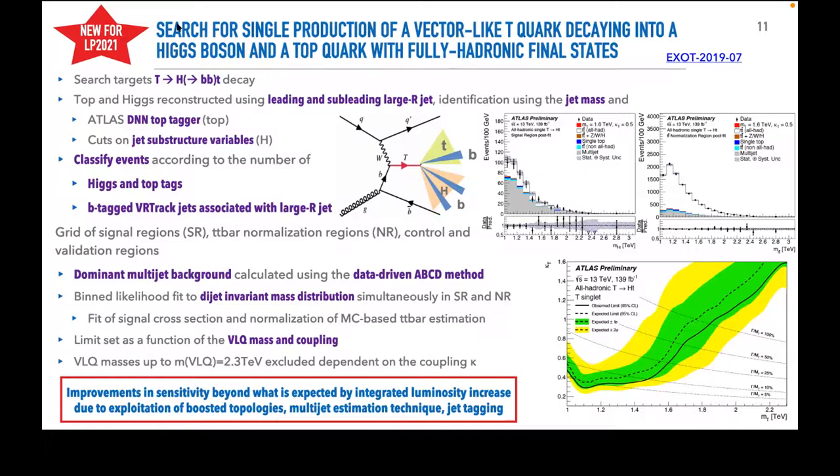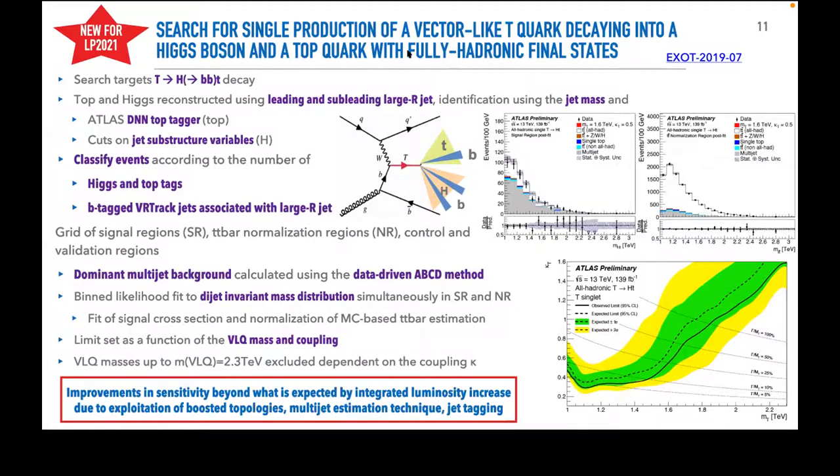So they classify the events according to the number of Higgs and top tags and the B tag via track jets associated with the larger jet. Then they can define as well a grid of signal region, TT bar normalization regions, control and validation regions. And then they have this grid again, and they use the ABCD method in order to derive the dominant multi-jet background. Then they reconstruct the invariant mass of the VLQ using the top and the Higgs. And then they do a binned likelihood fit to the invariant mass distribution simultaneously in the signal region and the TT bar normalization region.